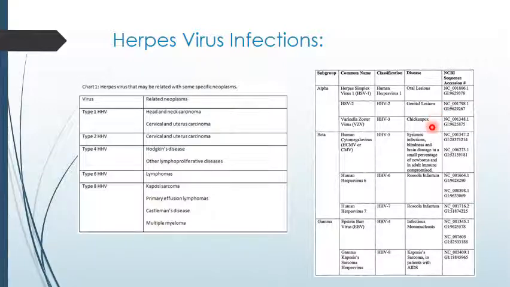Okay, then we have chickenpox. Then we have CMV, human herpes virus 6, which gives you the roseola infantum. Same thing with 7. Epstein-Barr is 4, and Kaposi's is 8.